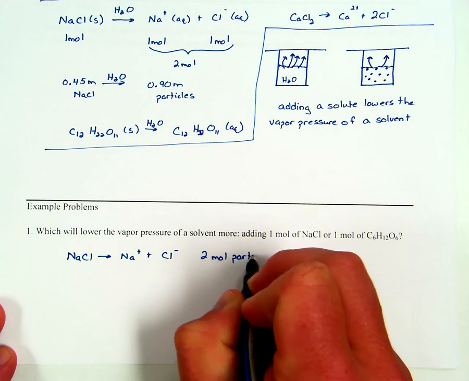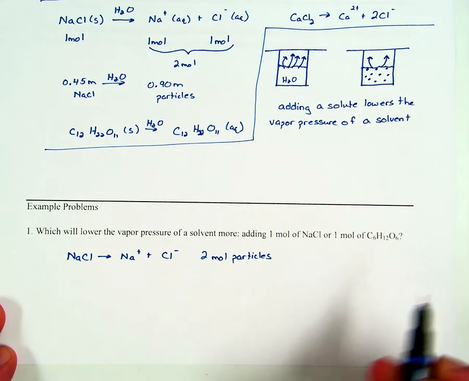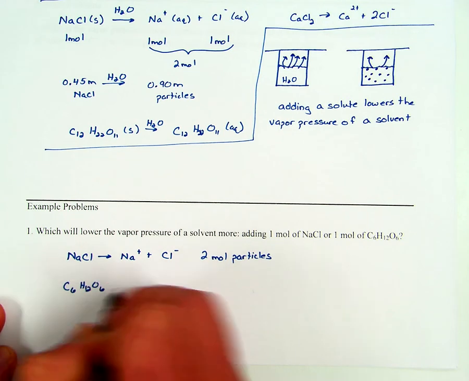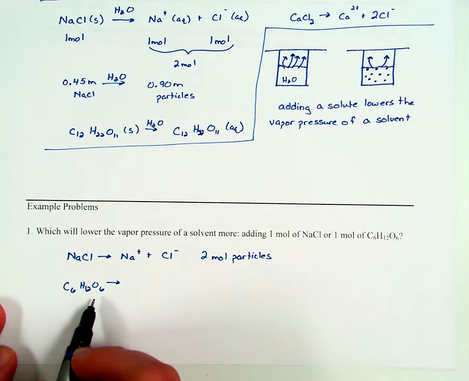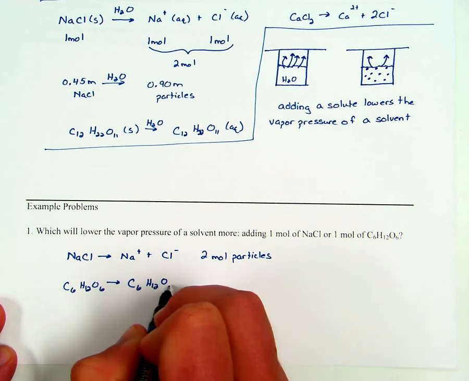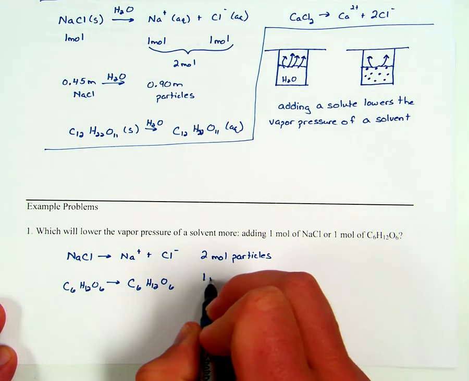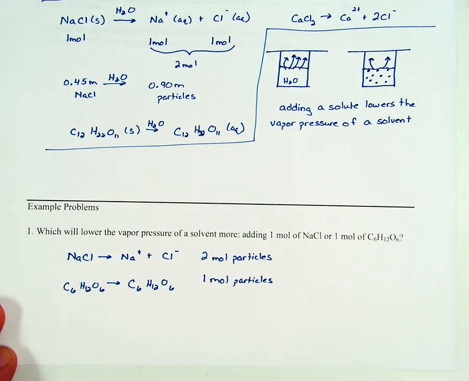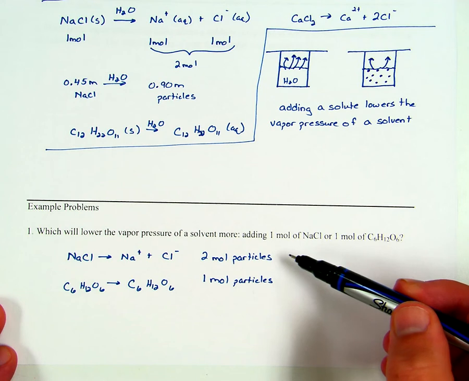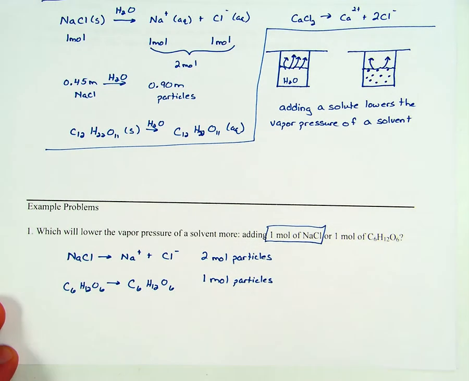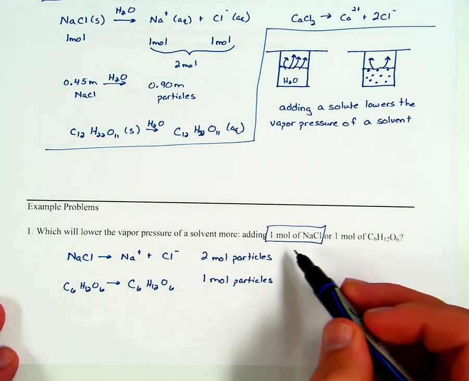Whereas the glucose, C6H12O6, I put that into water. It's not an electrolyte. It's not going to dissociate. So it will still be C6H12O6, and I will still only have 1 mole of particles that I originally put in. So looking at it this way, we can see very clearly that the sodium chloride will lower the vapor pressure more. So the answer here is the NaCl. Because it being an electrolyte, it will give you more particles dissolved and thus will lower the vapor pressure more.